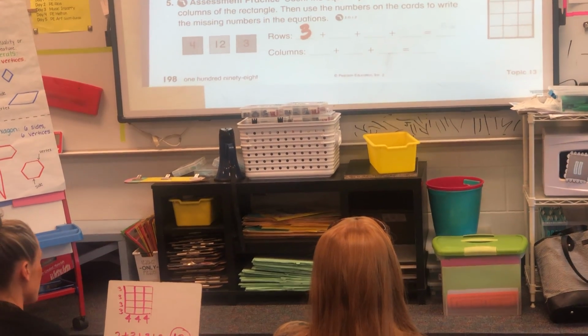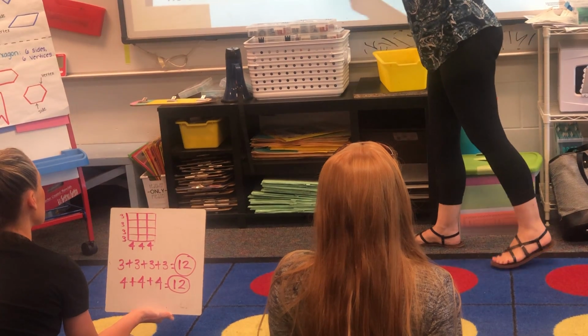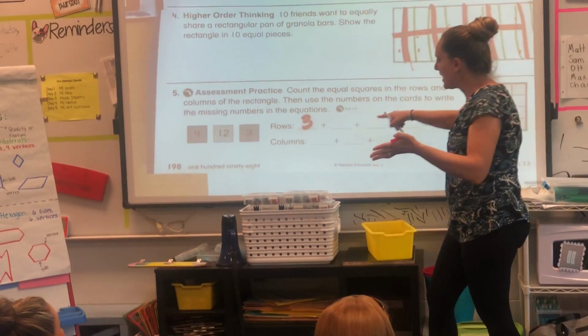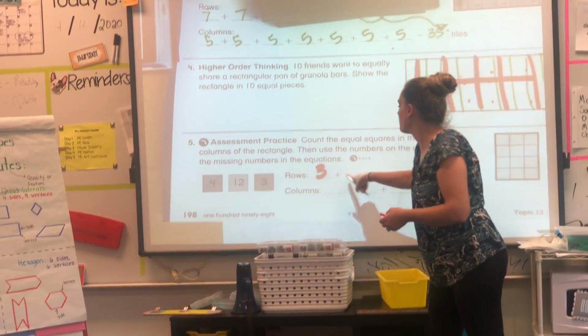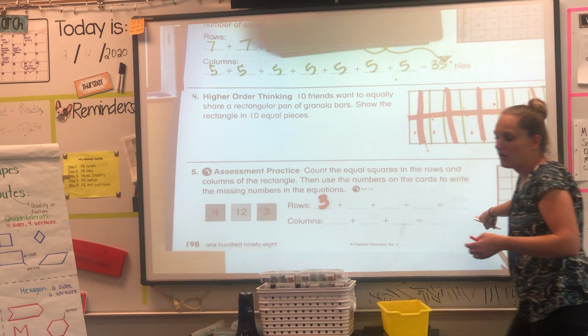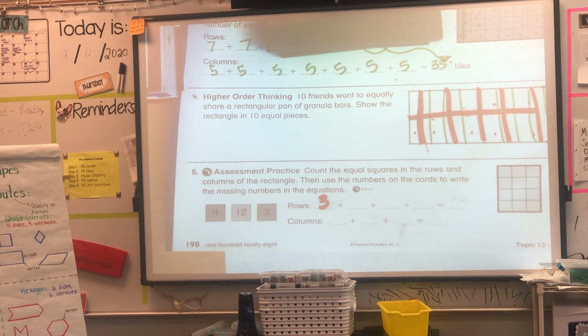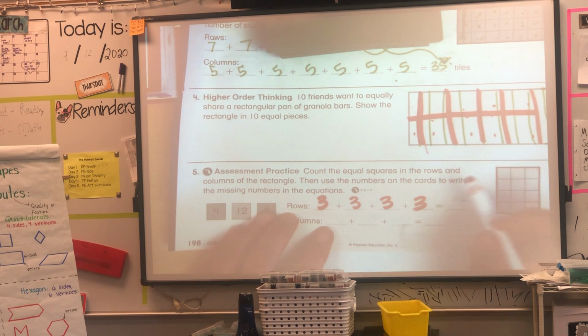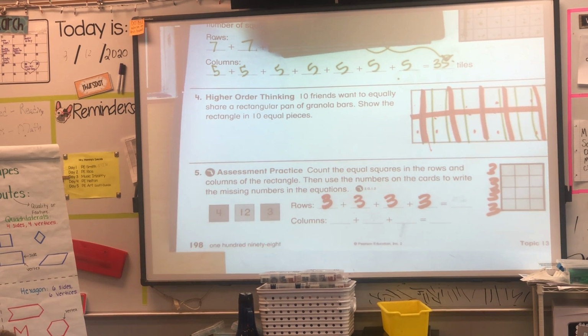Now, what's special about this? We are using repeated addition. So is this going to be 3 plus 4 plus 5? No, it's going to be straight 3s. 3 plus 3 plus 3. Because look, we have 1, 2, 3, 4 3s going across.